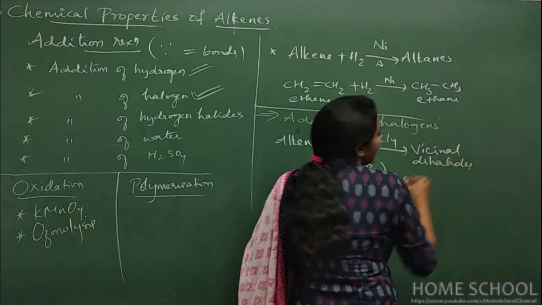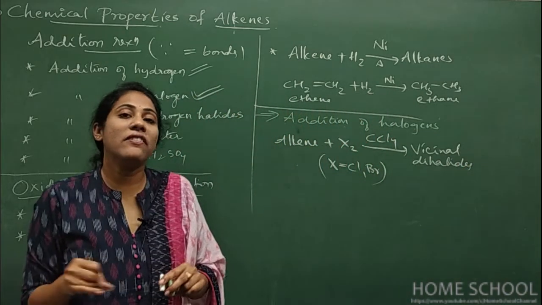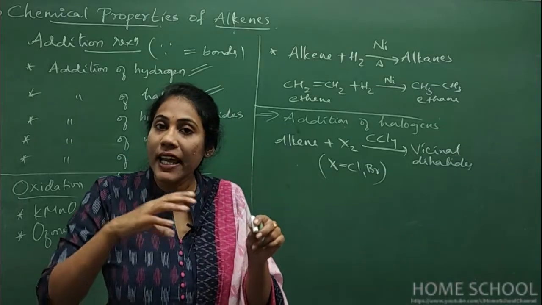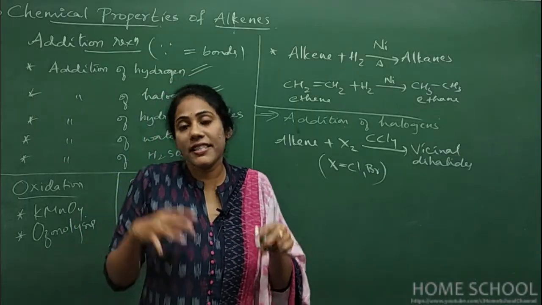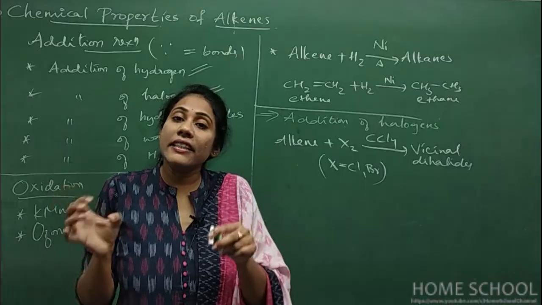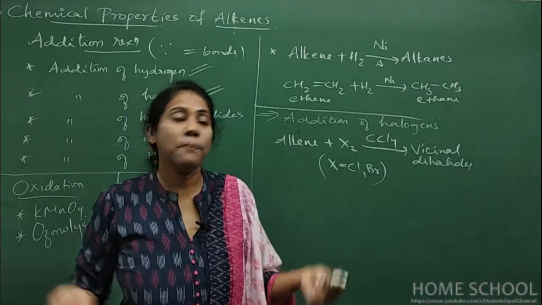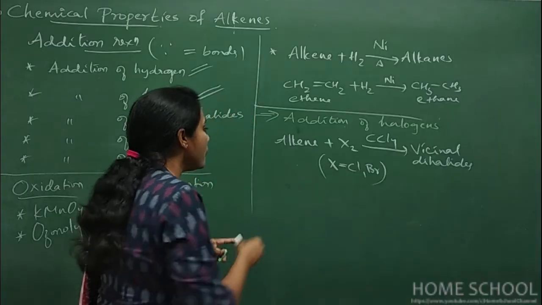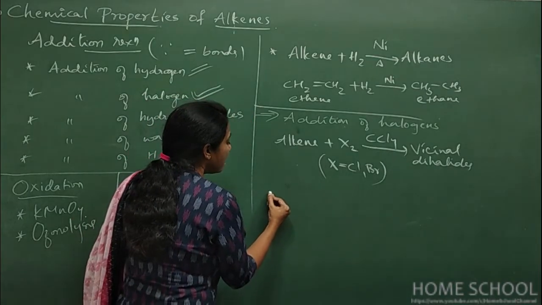So what do you mean by vicinal dihalides? I told you in my previous video, if halogen atoms are present on adjacent carbons, side to side carbons, then they are called vicinal dihalides. You will understand it better with an example, so let me give you one here.